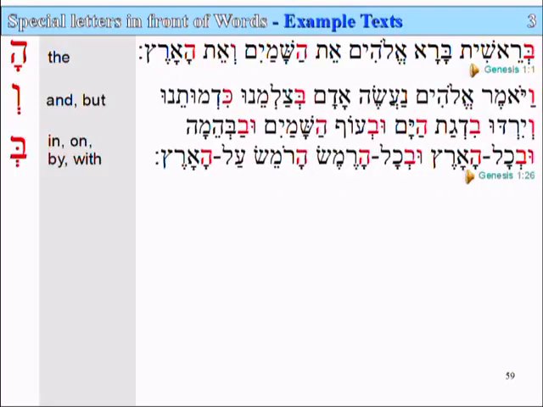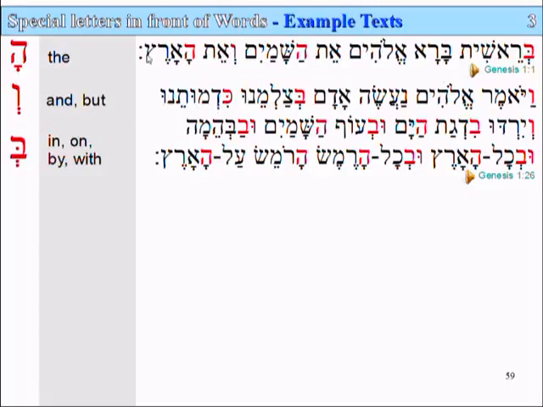The second example, from 25 verses later, in Genesis 1:26: Vayomer Elohim, and God said, na'aseh adam, let us make man, b'tzelmenu, in our image. So here we have the letter bait, in, b'tzelmenu, in our image, kidmutenu, as our likeness.